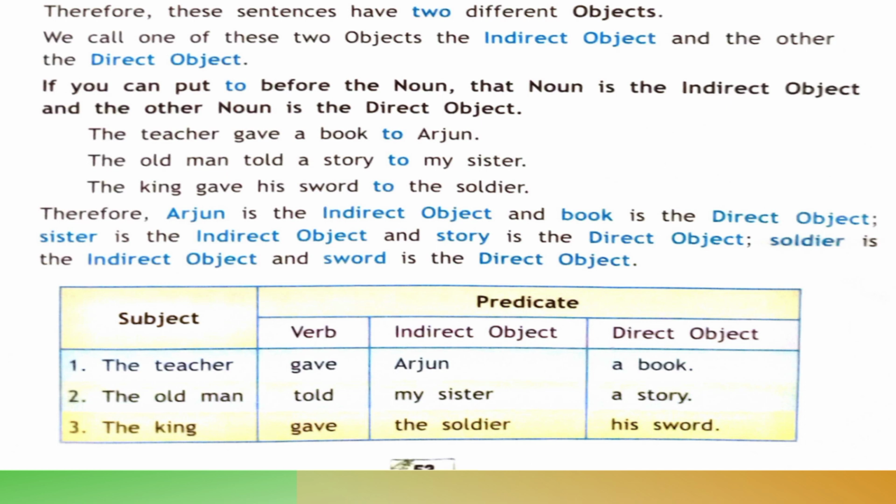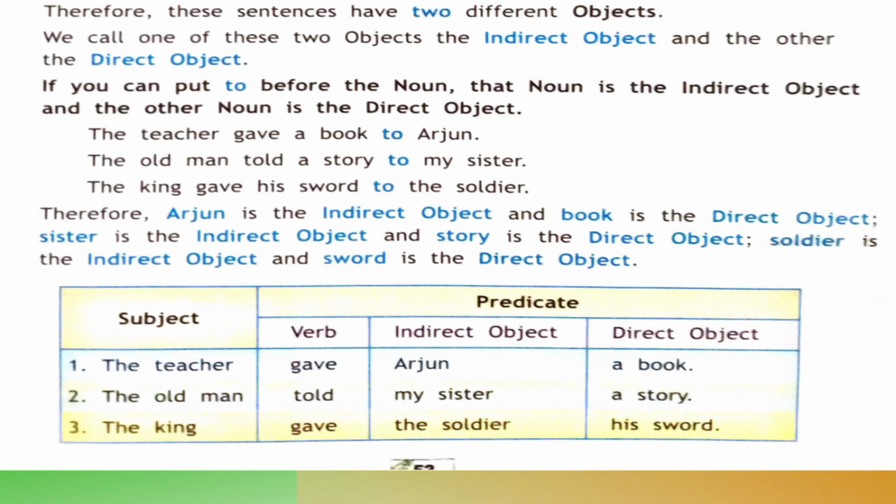So Arjun is a noun. I am able to add "to" before Arjun. So Arjun becomes what, children? Indirect object, and book will become direct object. Understood? You can see the table here below.